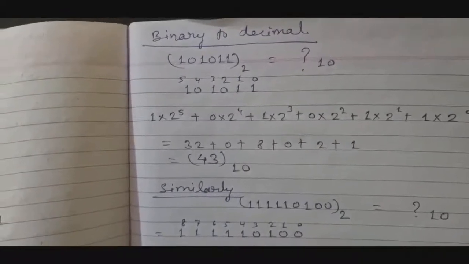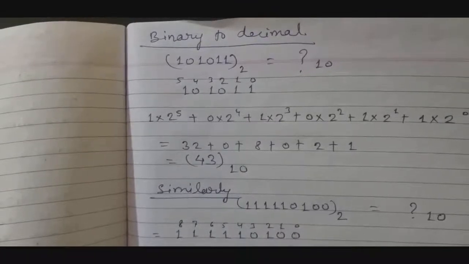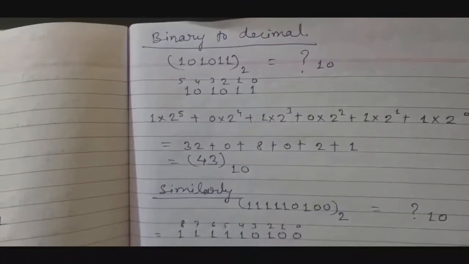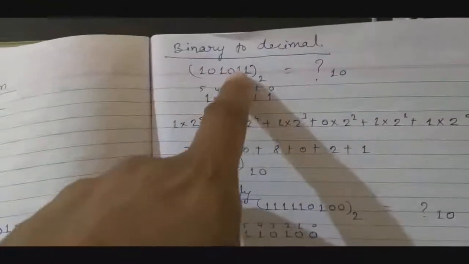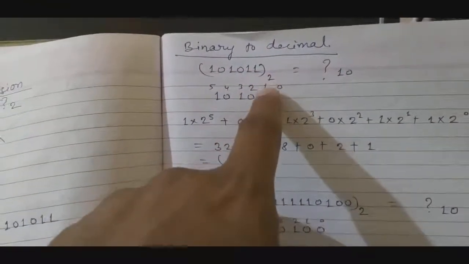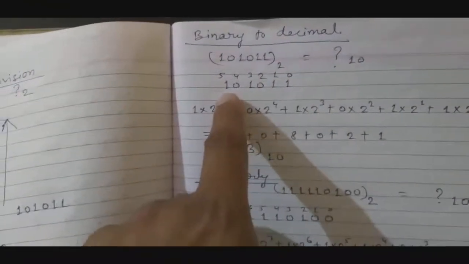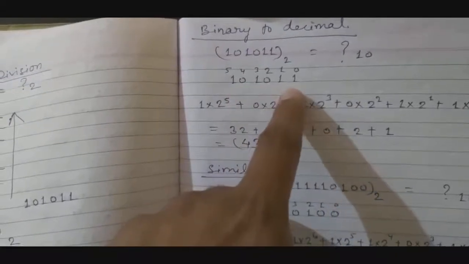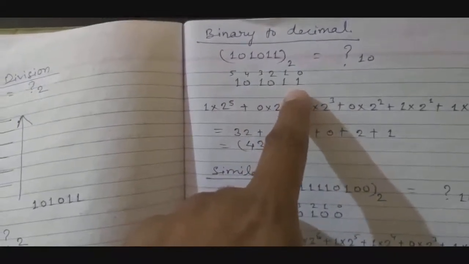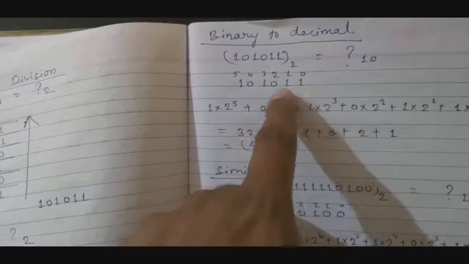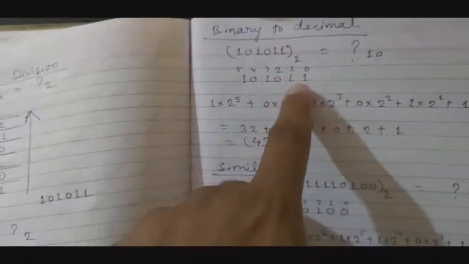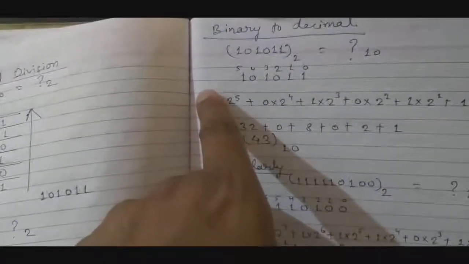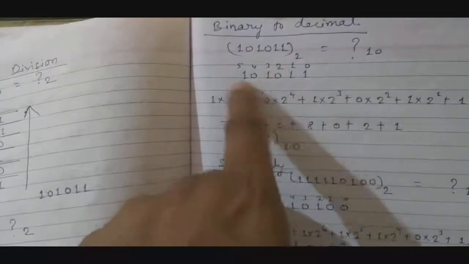Okay, so here I have taken 101011 base 2. Now I have taken this number 101011. Clear? I just have to find out the place value of this number, and the place value goes from right to left.